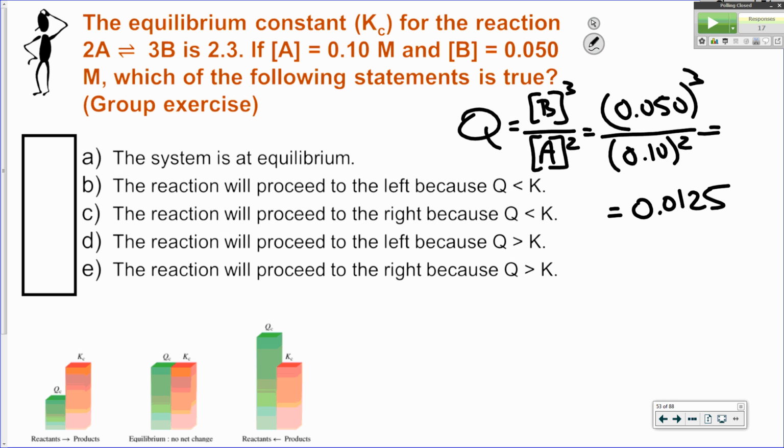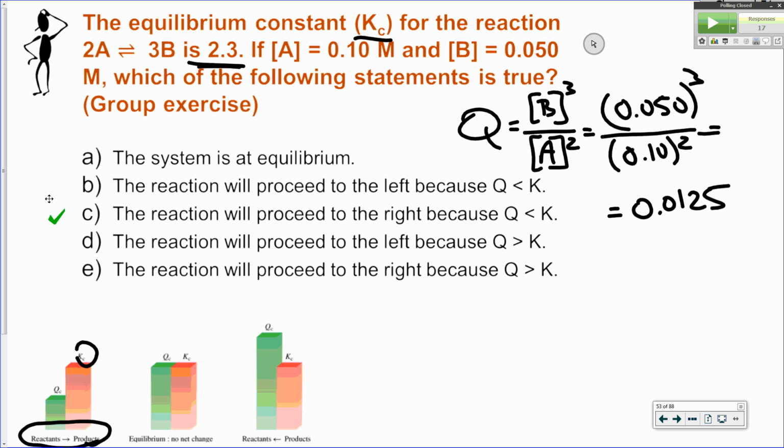Okay. So now I'm comparing Q to K. In this case, the value of K is greater than Q. So if K is greater than Q, the reaction is going to go in the forward direction to reach equilibrium, left to right. K is the 2.3, and it's much greater than Q.